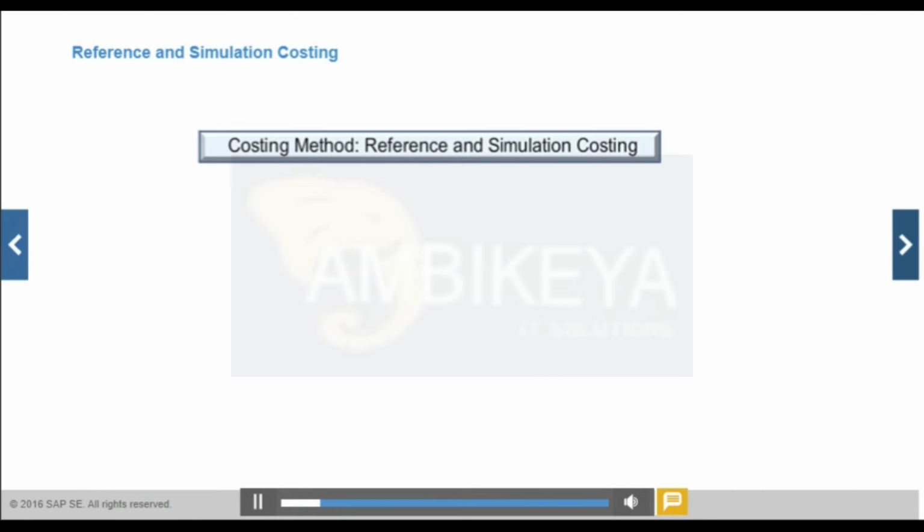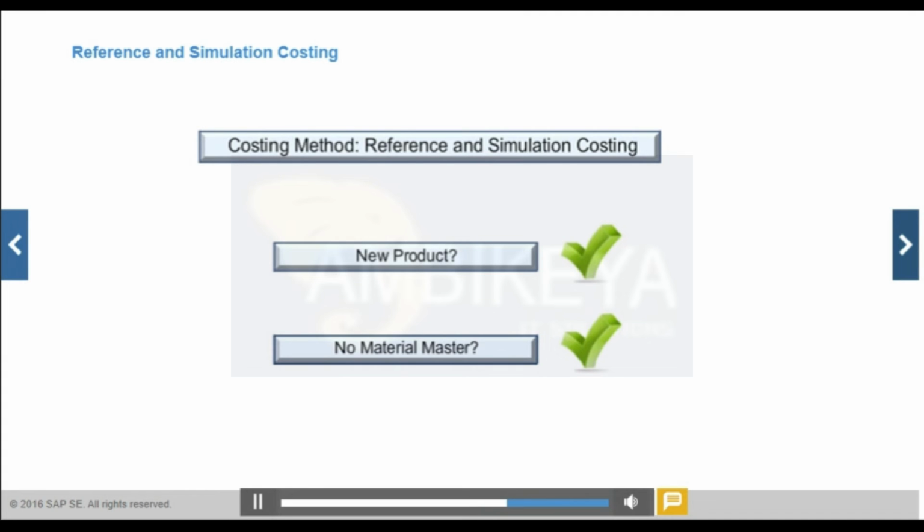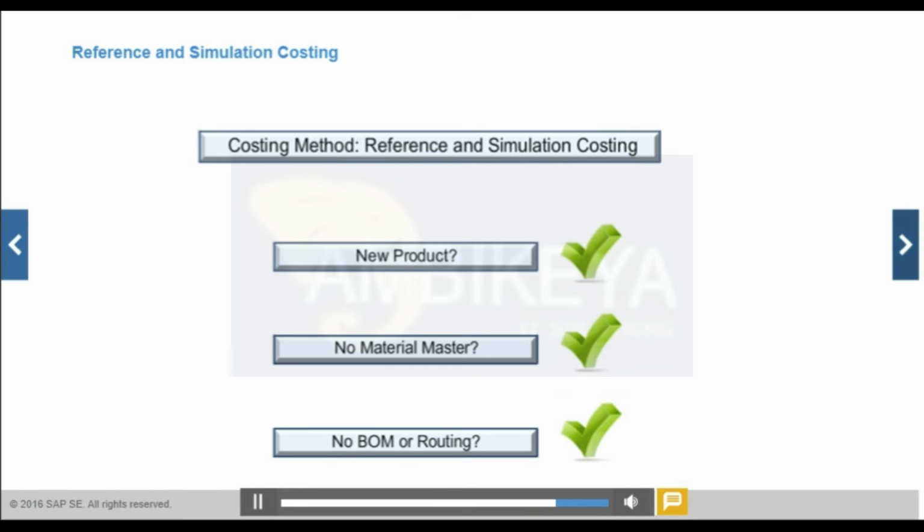Reference and simulation costing is used to create a cost estimate for items that do not yet have any master data. This method is used for new products that are still in the development stage, but for whom a cost estimate is required. It can also be used for services to be delivered. With the reference and simulation costing method, you manually enter costing items in a spreadsheet. The result is a unit cost estimate.